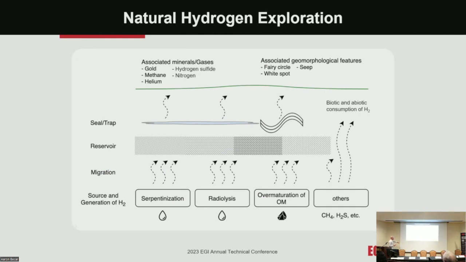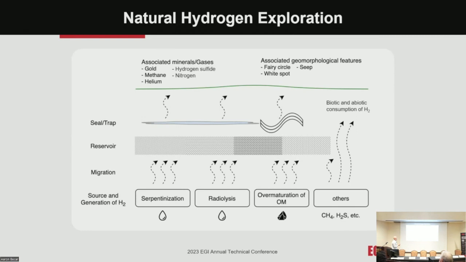Now I want to move on to natural hydrogen exploration. You see in different papers, people say that we can adopt the concept of petroleum systems for a natural hydrogen system. So we have the source and generation of hydrogen, we have migration, we have reservoir, we have a seal and trap, and some of them do escape. And then we also have associated minerals and gases. And then we also have the circular features.